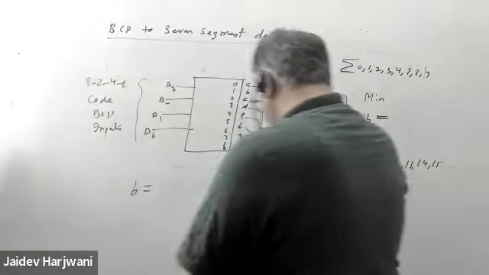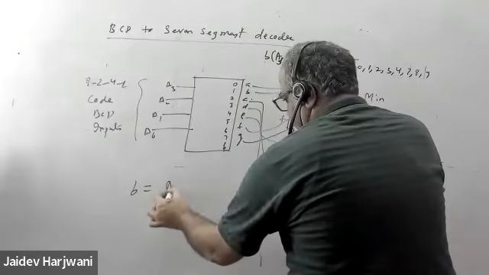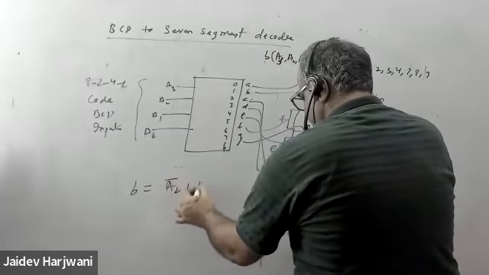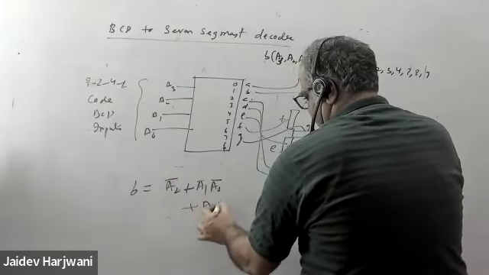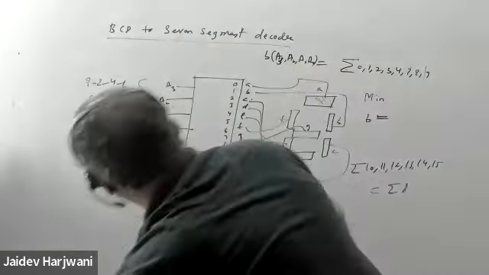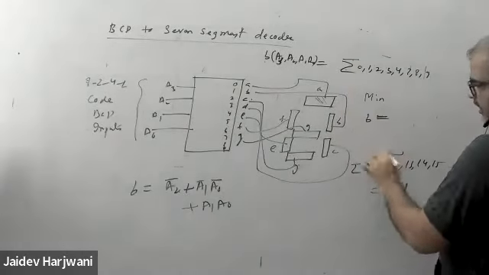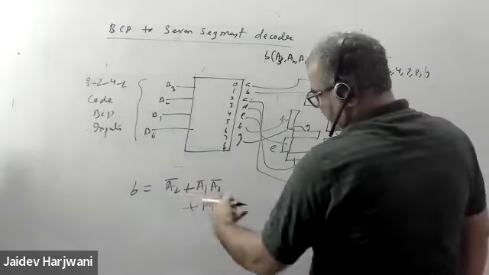So for B value I will get A2 bar plus A1 bar, A0 bar plus A1, A0. Okay, so this is your homework. These are the min terms and these are don't care conditions. You have to minimize B, so you get this combination.